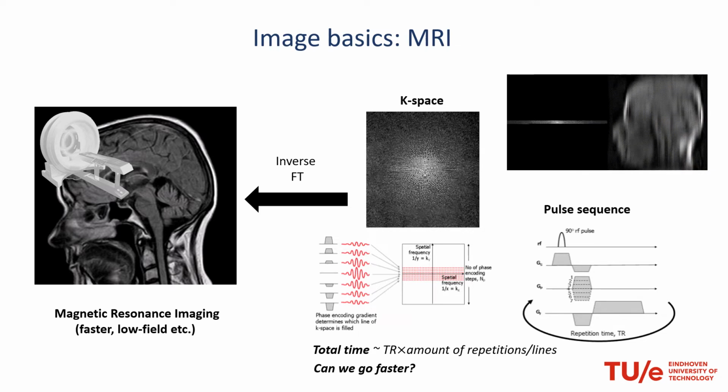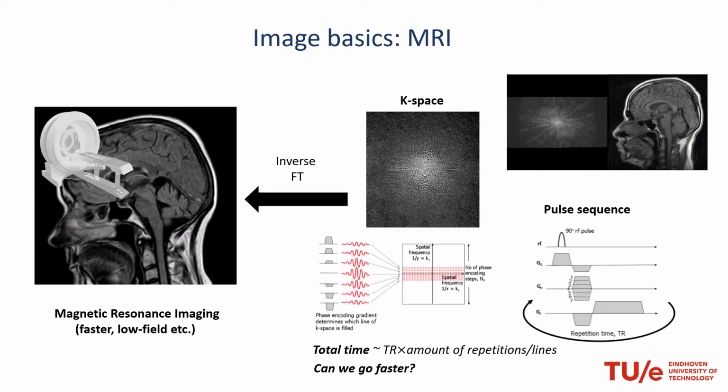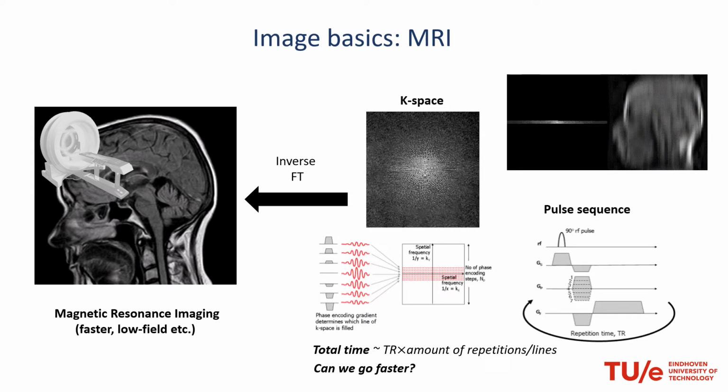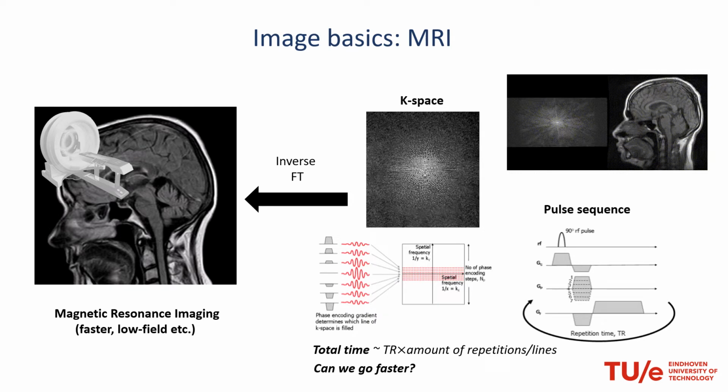And that is because MR is using pulse sequences to literally sample these spatial frequencies. And typically you sample lines, being radial lines or Cartesian lines, but typically you sample these kind of lines.